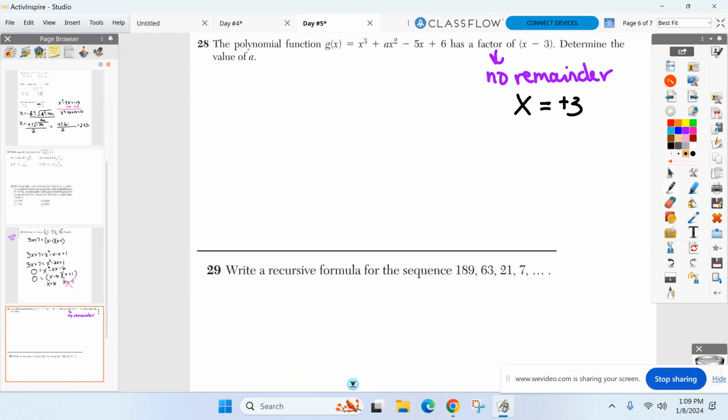Ready? What do I plug in for x here? 3 cubed plus a times, keep plugging it in for me, 3 squared minus 5 times 3 plus 6. This should all equal your remainder when you plug it in, which would be 0. I don't know if you remember that from last year. When you plug in the opposite, you'll always get what the remainder is equal to. So this is something we can definitely solve now. I don't care if you use your equations or you solve it straight up.